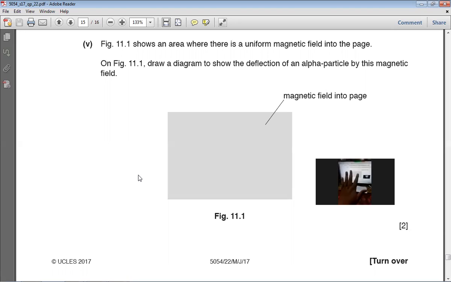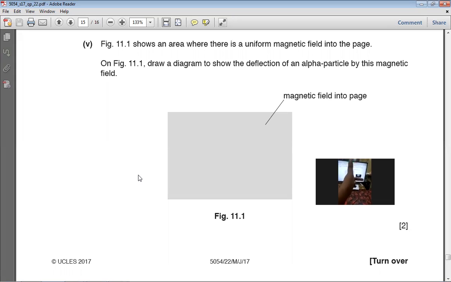So I will use the left hand. So this is my left hand. I will stretch my fingers of the left hand. This thumb is the direction of the force. This index finger is representing the magnetic field, and this middle finger is representing the direction of the positive charges. The index finger is pointing towards the screen because the magnetic field is into the page, and the direction of the current is going from left to right because the alpha particles are going from left to right. My thumb is pointing upward.